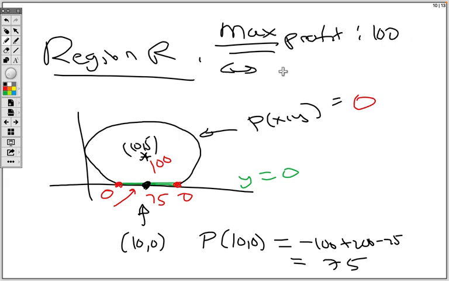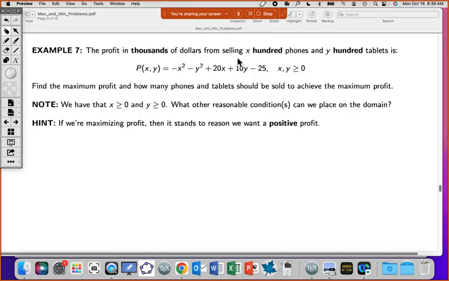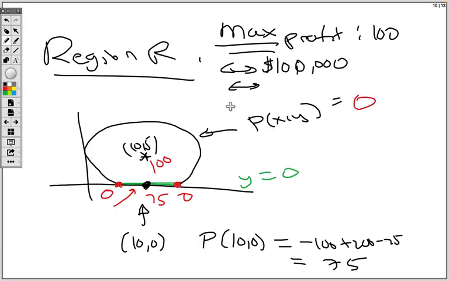which means that corresponds to $100,000. That's at the point 10 comma 5. Once again, the 10 represents the number of hundreds of phones and y is the number of hundreds of tablets. So that would be 1,000 phones, and then 500 tablets. Okay. Any question on this example? It just gives a little context to the stuff we were doing Friday.